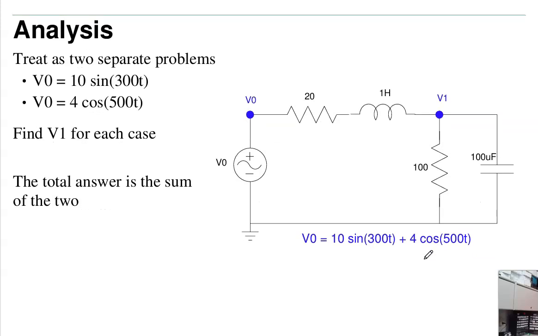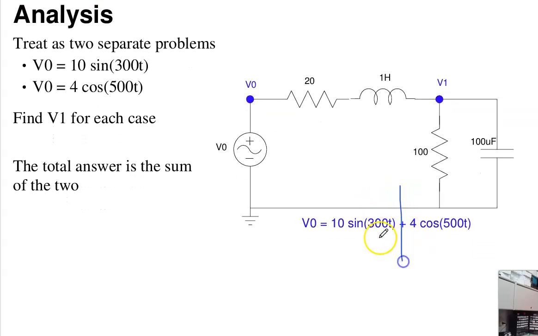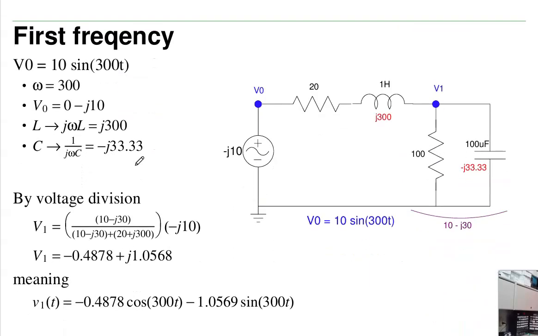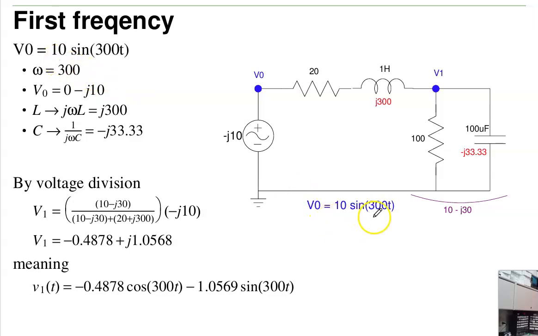Well, again, I'm going to use superposition. Treat that as two separate problems, analyze the circuit for each problem separately, add them all up. So for the first frequency, when the input is 10 sine 300t, my input is minus j10. The real part is cosine, minus j is sine. Inductor becomes j300. 1 Henry times 300 is j300. Capacitor becomes 1 over j omega C, minus j33 ohms.